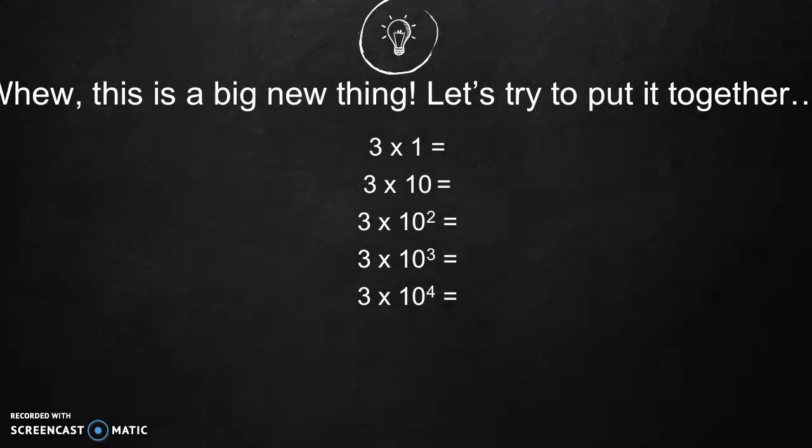Okay, I know this is a big new thing. Let's try to put it together. Here's what I want to do. I have given you some equations where I've gone back to what I talked about at the very beginning where we played with our knowledge that we have really solid, our 3 times 1 and our 3 times 10 and our 3 times 100. We know all those things. So I want to take what you knew before and I want you to think about what we've just explored with exponents and talk with your math partner about the answers you all think would be correct for these equations. Go ahead and share that with your partner.